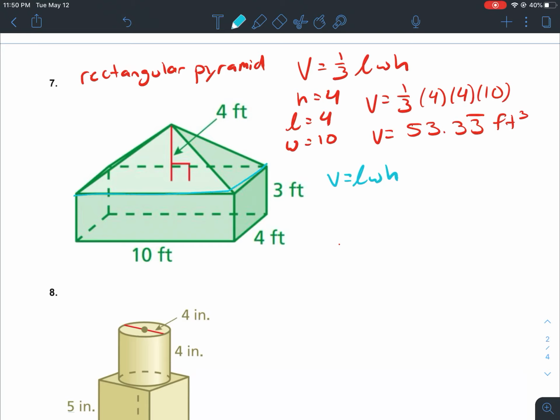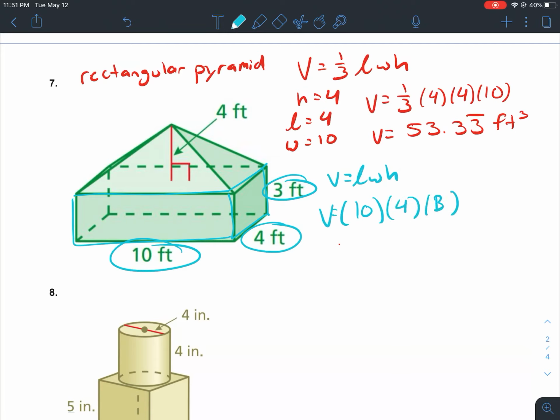So if we look at our prism down here, we can see that our length is 10, our width is 4, and our height is 3. So we just plug those in. 10 times 4, whoops, times 3. And you should get 120. And of course, that's feet cubed.